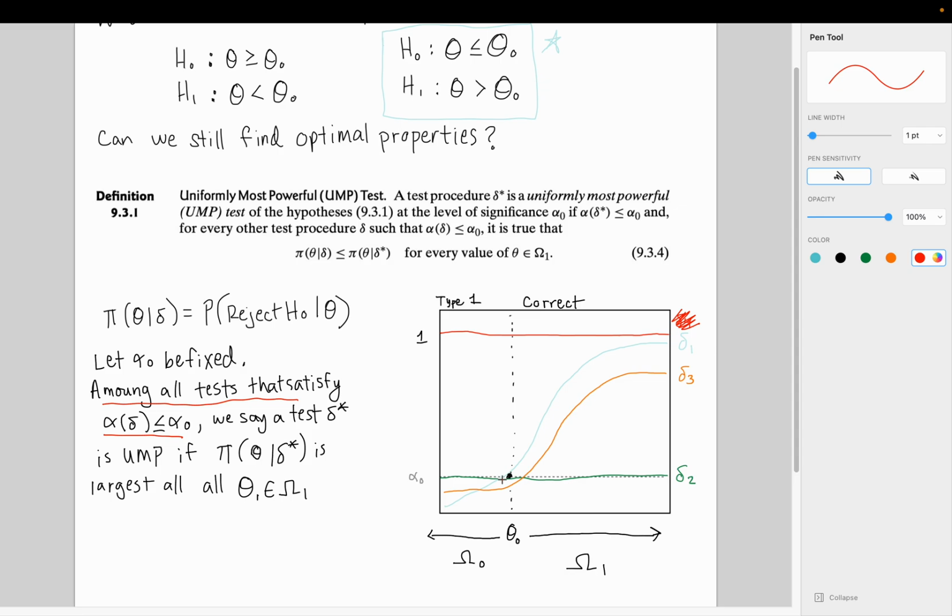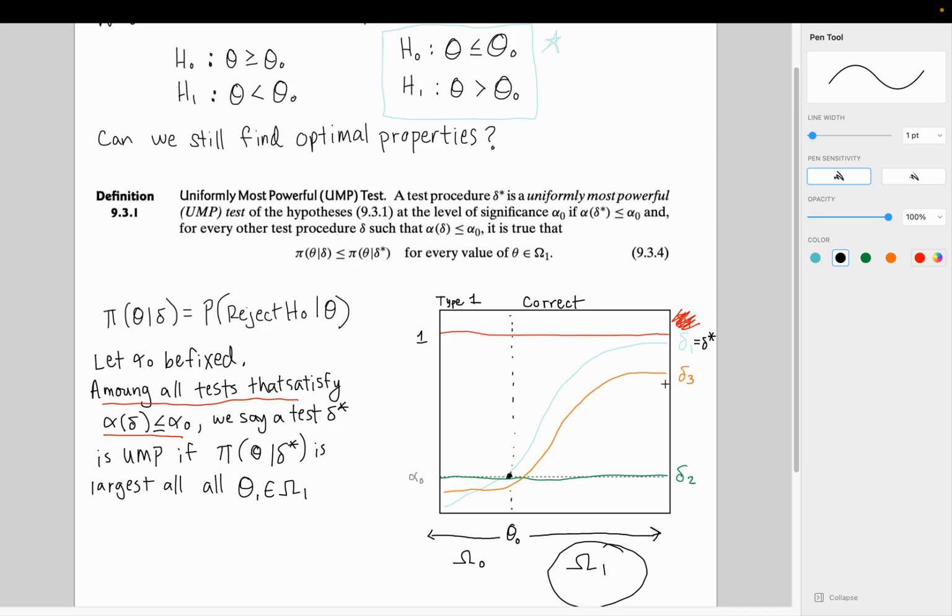We're only thinking about tests in which the type 1 error rate is always below alpha naught for all values in the null space. Then we pay attention over here to the right side of this figure, in the alternative space. We say a test is UMP if its power function is the largest out of all possible tests under this restriction. In this case, our UMP test is delta 1, because this is the one that has the highest chance of making the correct decision at every possible value in the alternative space.